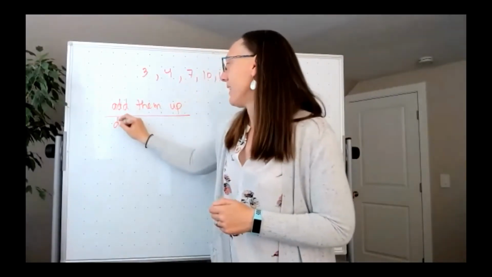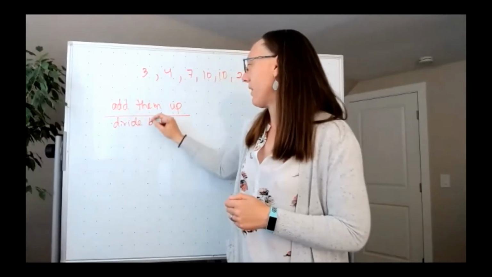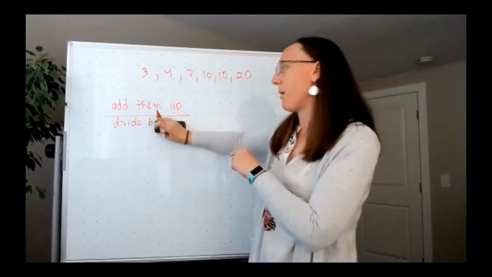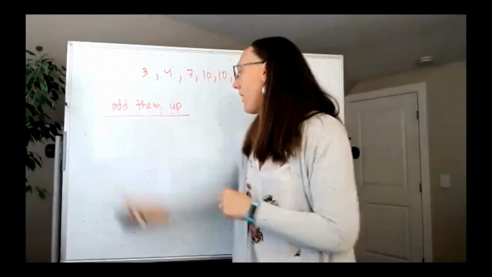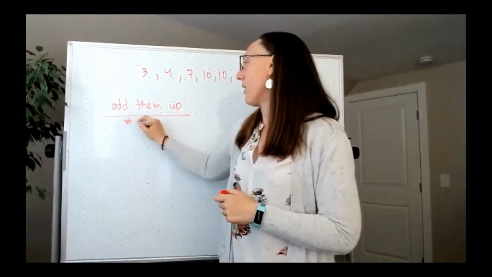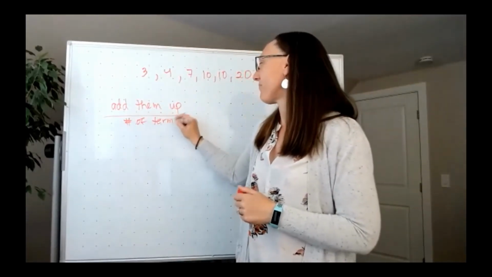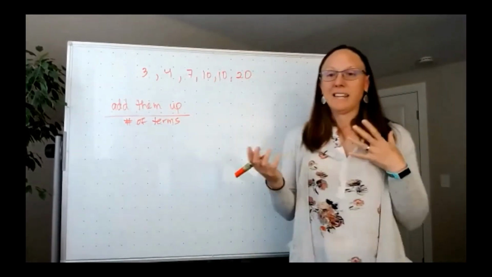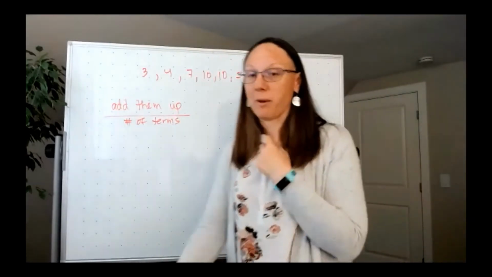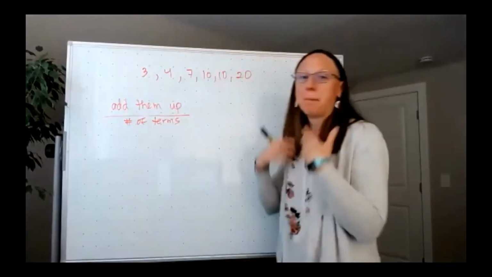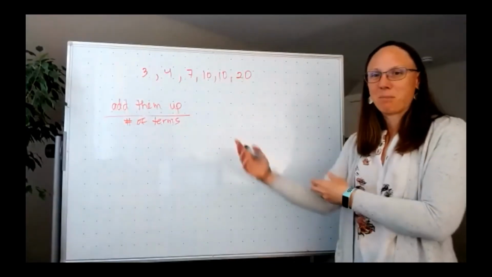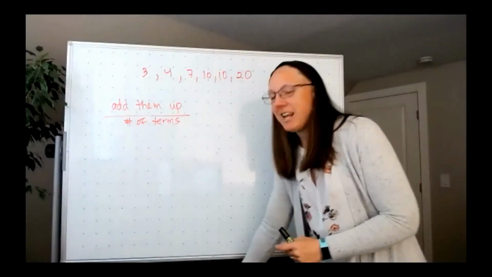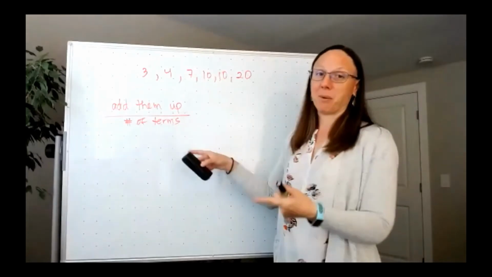and divide by the number of terms. Now, this changes a little bit when we're talking about the average value of a function, but that basic underlying thing is still there, that we're going to add them up and divide by the number of terms.